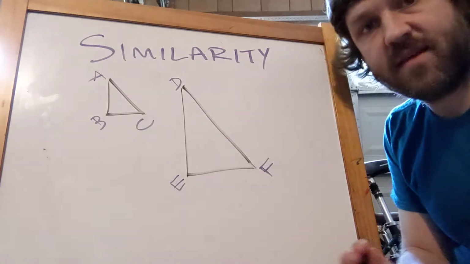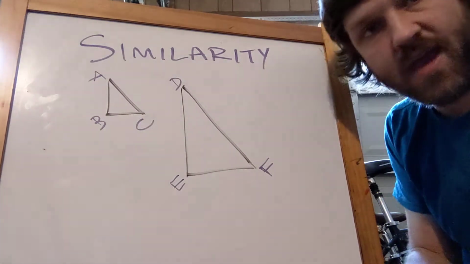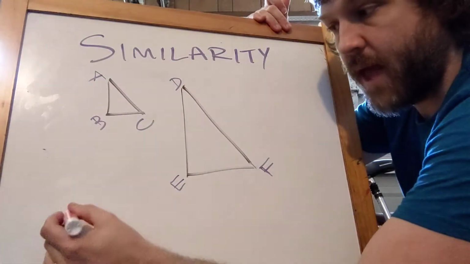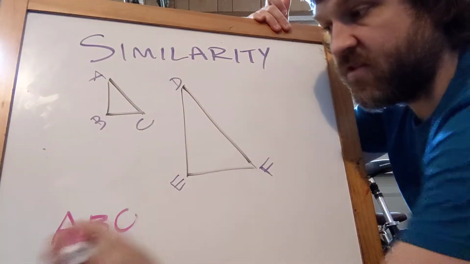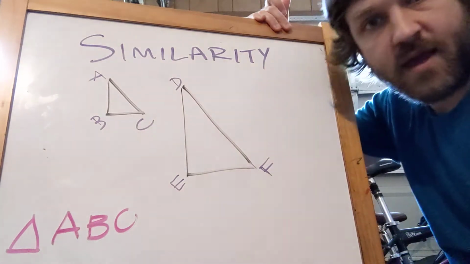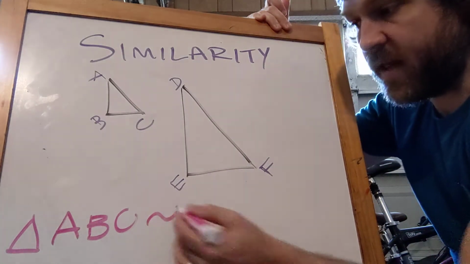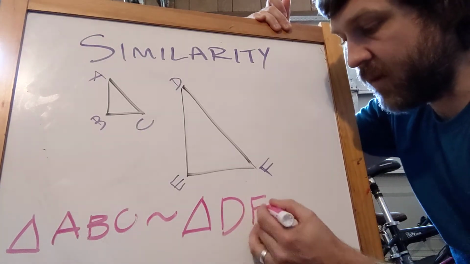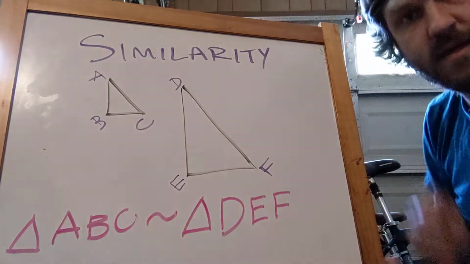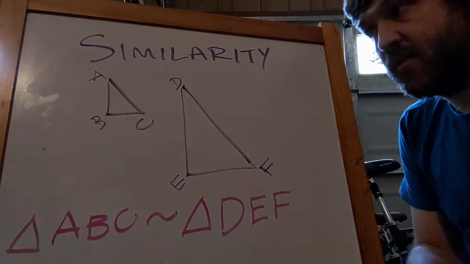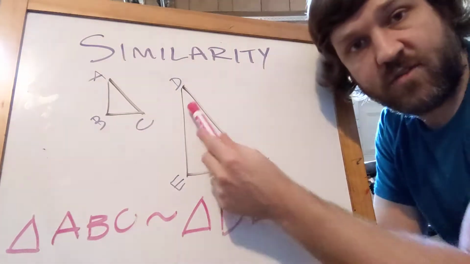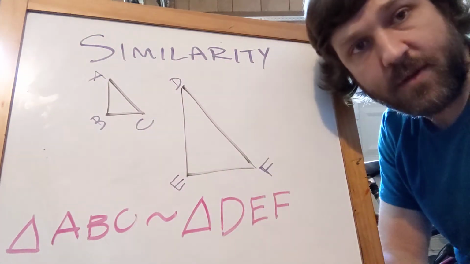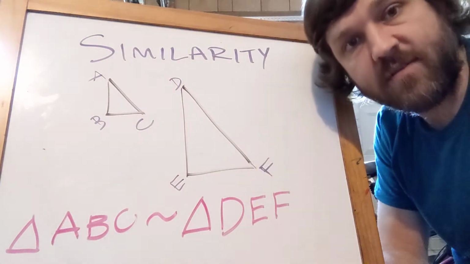And so when we say that they are similar to each other, the way we're going to write that down is to write the following. We're going to write A, B, C, and it's a triangle, so we're going to put a little triangle symbol there. And then you just put a little squiggly line like this, and that means that this is similar to D, E, F. So we're saying triangle ABC is similar to triangle DEF, and what that means is that they are the same shape, but at a different size.